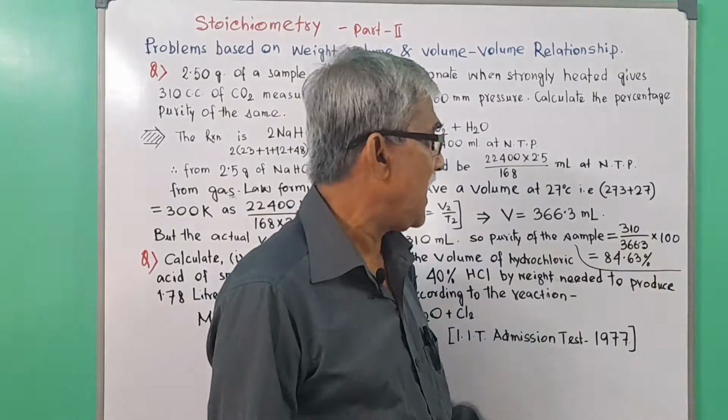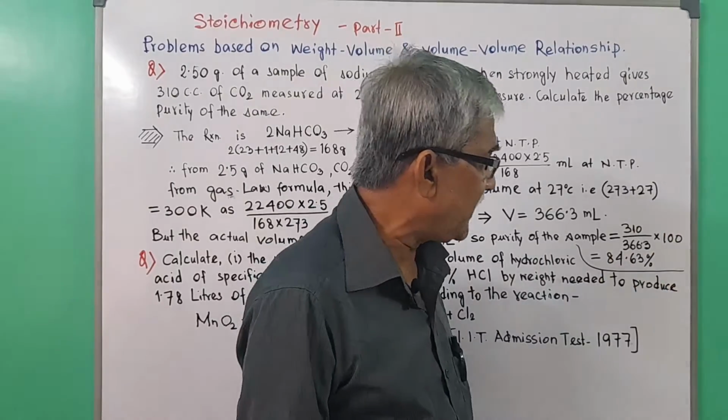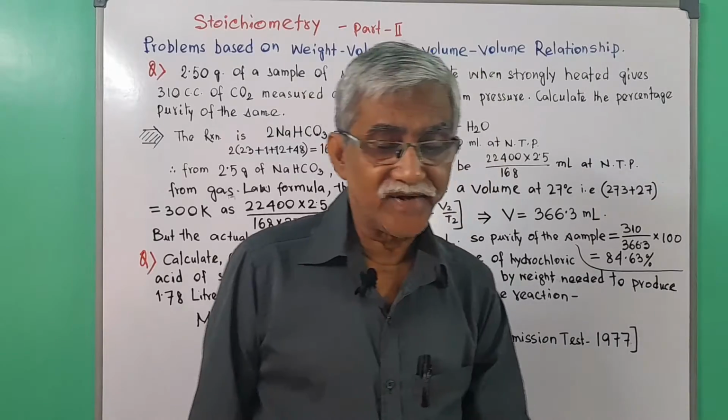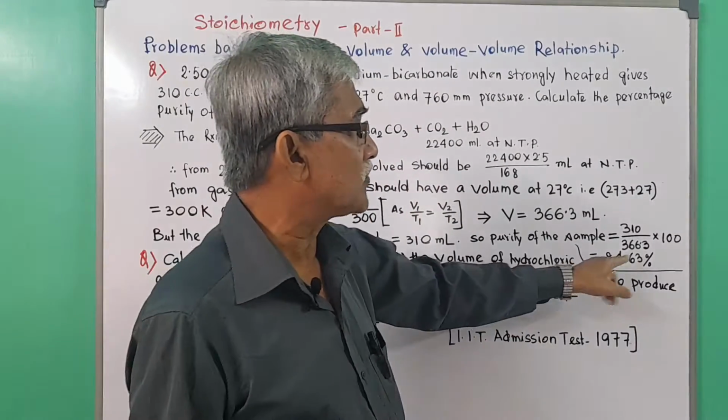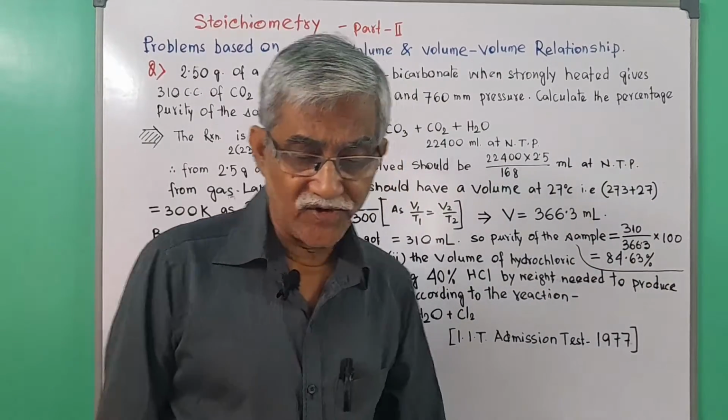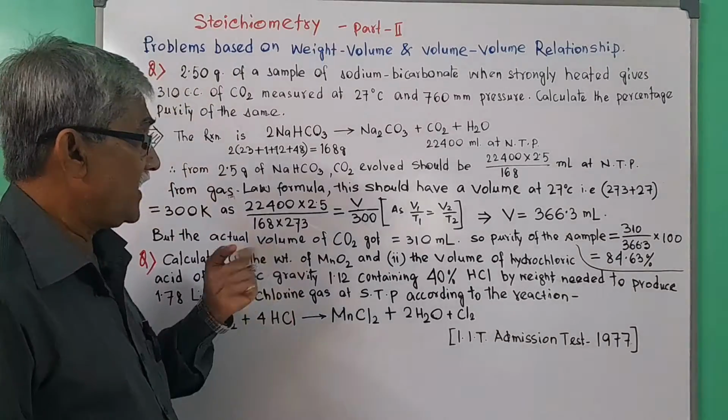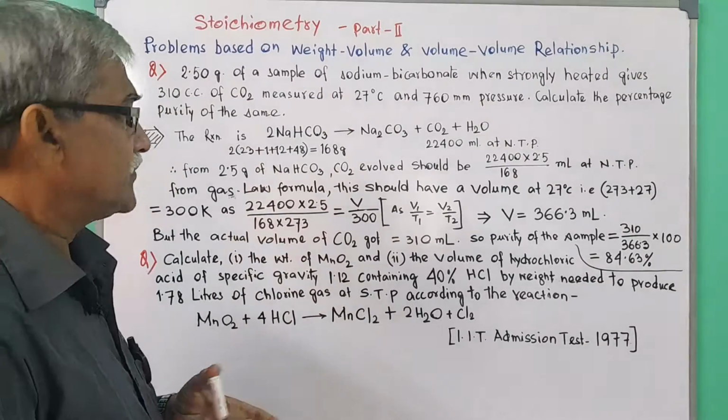So the purity of the sample would be 310 upon 366.3 into 100, and that amounts to 84.63%. That is, the purity of the sample is 84.63%.